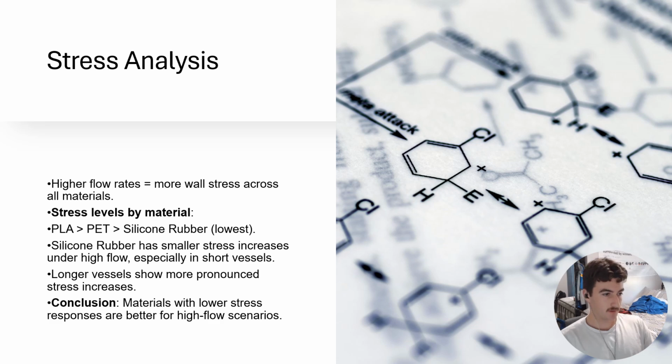In the stress analysis for the SolidWorks simulation, the higher flow rates created more wall stress, which is expected, and the stress varied by material, with PLA having the highest stress, PET next, and then the lowest is silicone rubber. Silicone rubber has the smallest stress under high flow, especially in the short vessels, and the long vessels showed a pronounced stress increase. So the materials with low stress responded better for high flow scenarios, which was the silicone rubber.